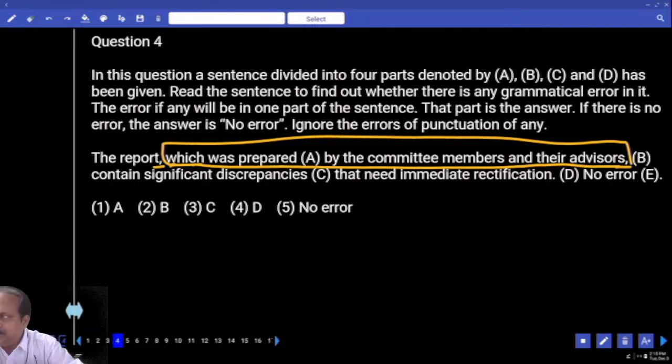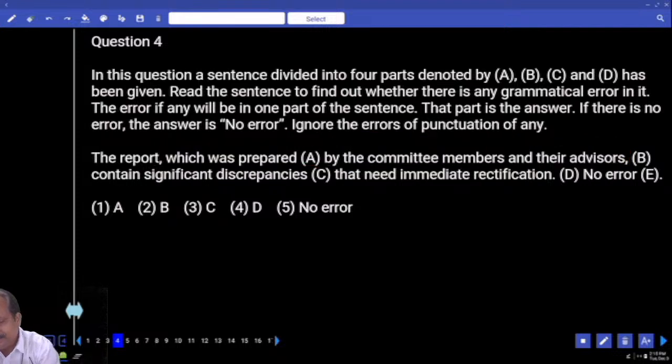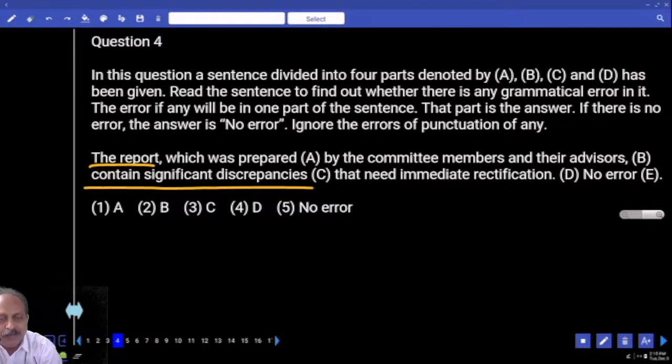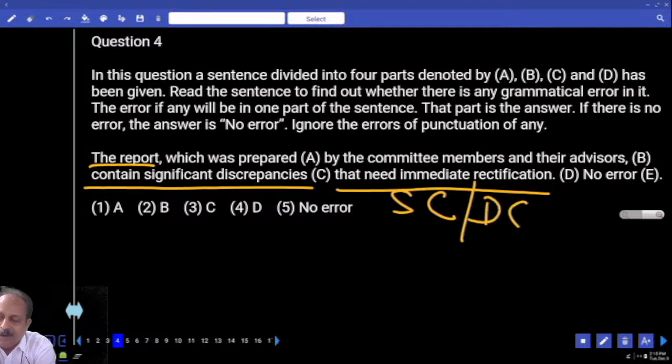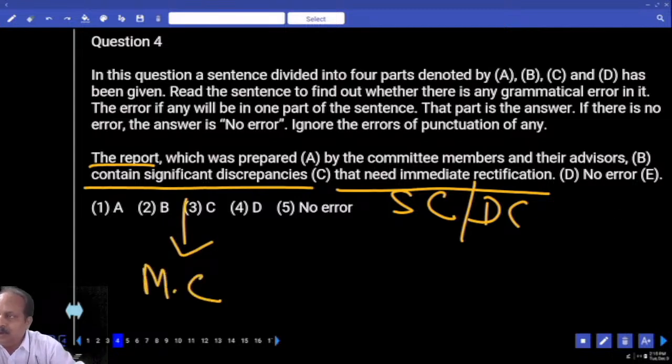Now answer my question, what is the main clause? The report contains significant discrepancies. That is the main clause. That need immediate rectification. Subordinate clause. Please write dependent clause. And write the report contains significant discrepancies, main clause. In this sentence, what is the structure of this sentence? Main clause and two subordinate clauses.